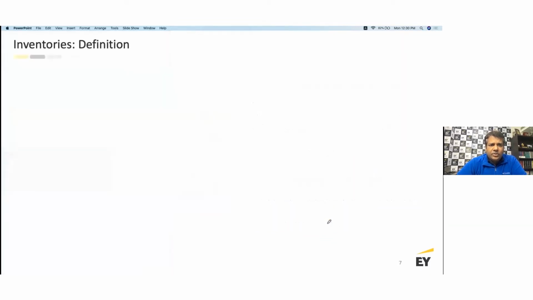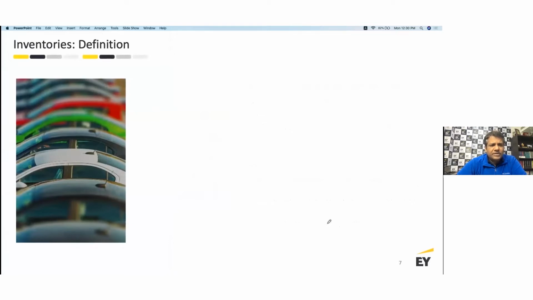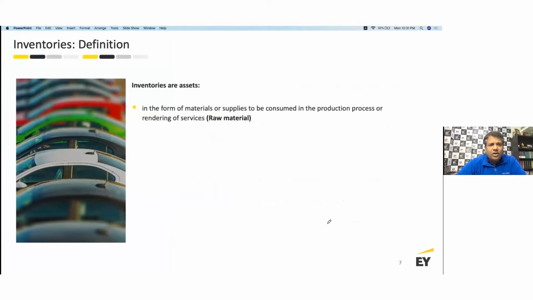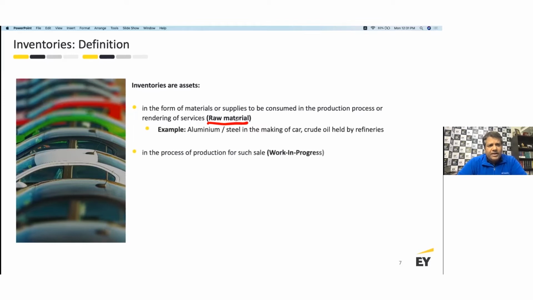Okay, let's look at the definition. So what's the definition of inventories? They're assets in the form of material or supplies to be consumed in the production process or rendering of services, right? Which is raw material, for example, aluminum, steel in the making of a car, crude oil held by refineries. So raw material which you use in your production process, and then convert into finished goods.